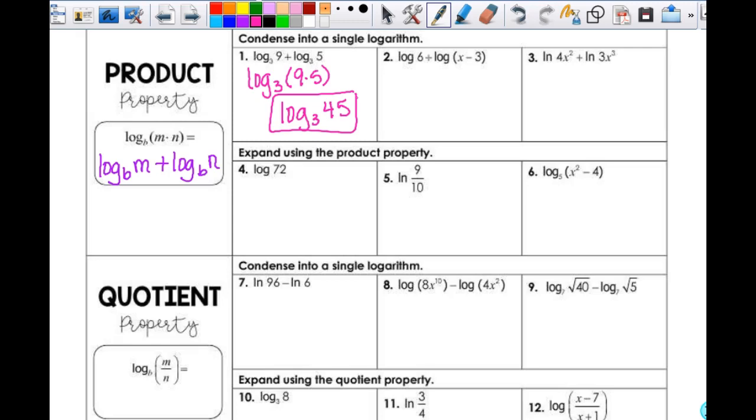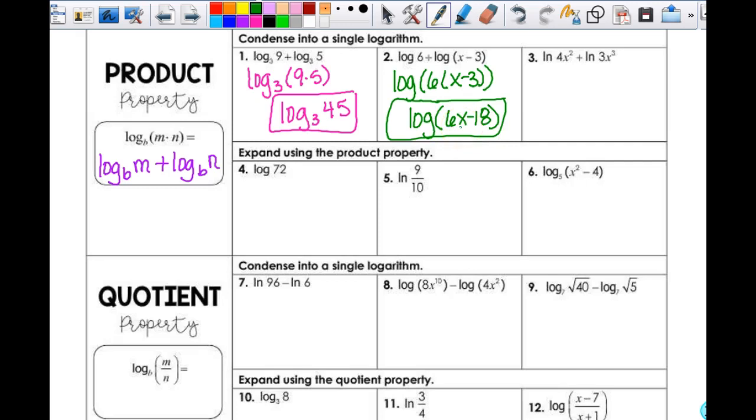On number 2, do these two logs have the same base? Yes, they're both 10 because it's not there, so that means I can just have this as log of 6 times x minus 3, and then I can distribute that and get log of 6x minus 18, and it's a single log. Okay. And when I'm subtracting things in here, I can't do anything with that. There's no expanding or condensing. It's only if you have multiplication or division.